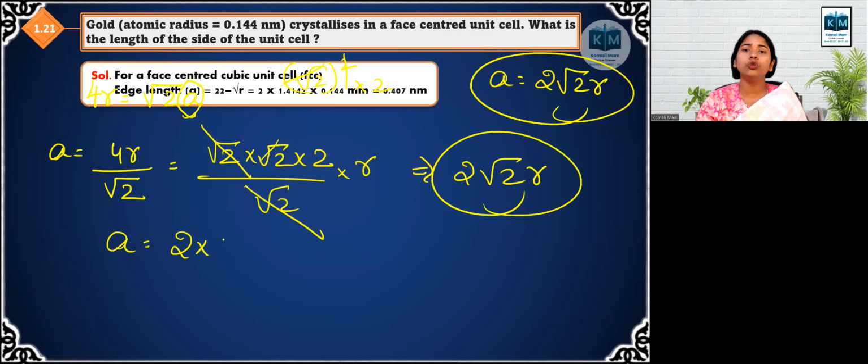2 into root 2 value is 1.414, and the atomic radius that is given is 0.144. So multiply.